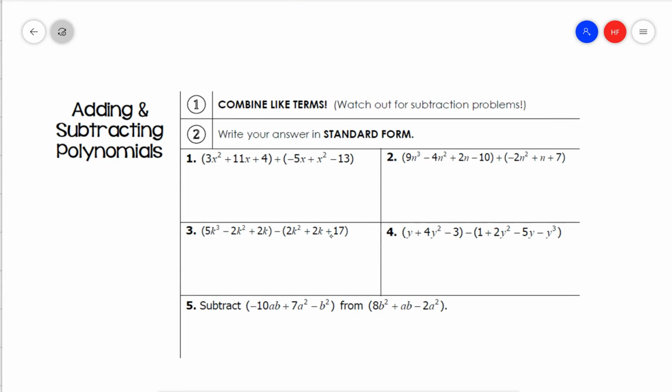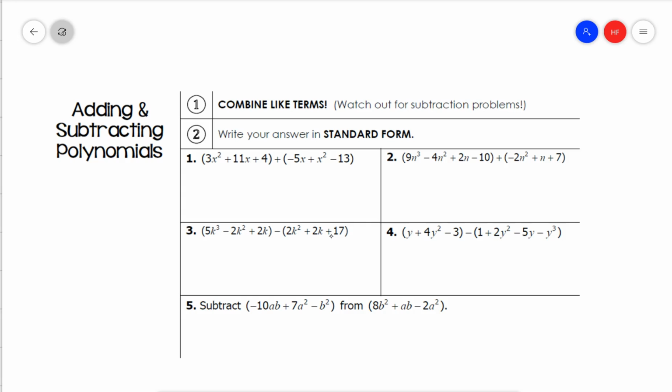Now when we are adding or subtracting polynomials, again, we're just combining like terms. So that first step, combining like terms, watch out for subtraction because that's going to change the signs, and then make sure that we write our answer in standard form. So I like to make sure that my answers are in standard form while I am doing the problem. So I will start by combining the highest degrees or the highest exponents first. That way I know they're going to be all the way in the front.